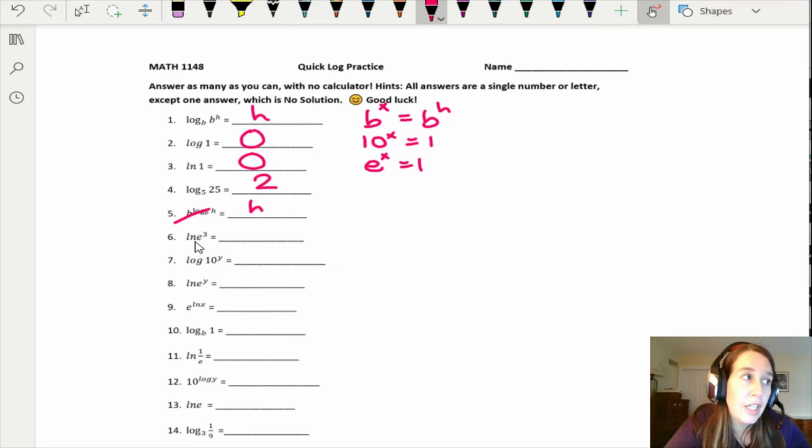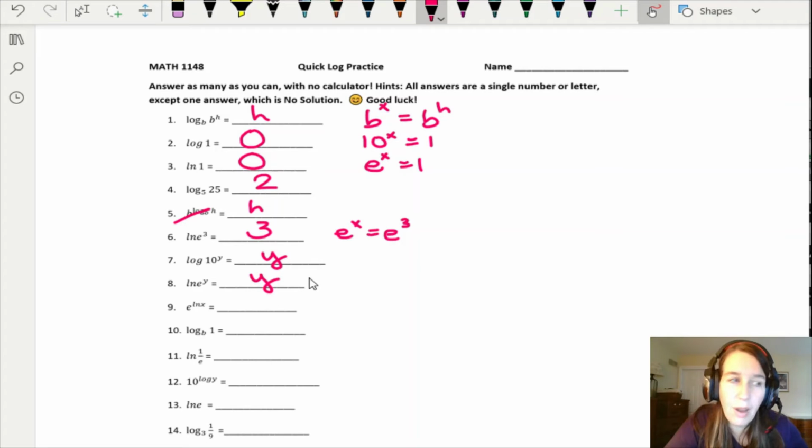Next, we have what power goes on e to make e cubed? Okay, this is similar to those first couple of problems. What power goes on e, because the base is e, to make e cubed? So that is the third power. Okay, this is similar to that. The base is 10. So what power goes on 10 to make 10 to the y? The answer is y. Here, the base is e. So what power goes on e to make e to the y? Still y.